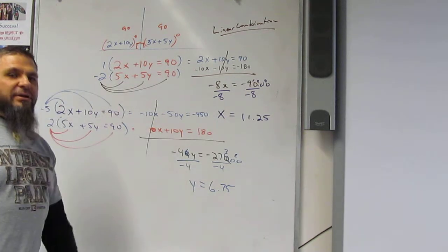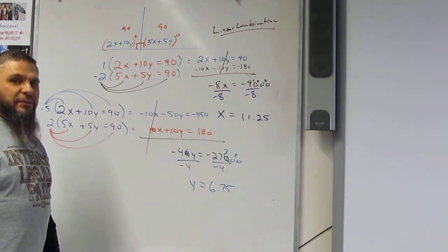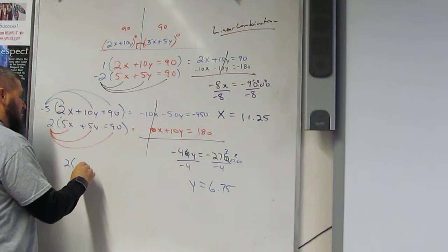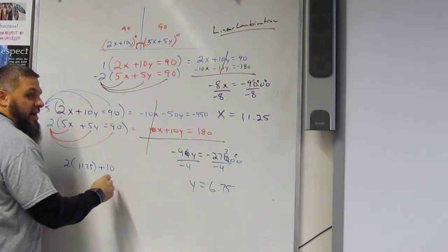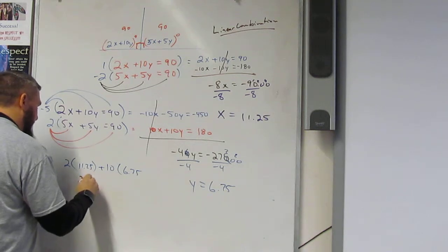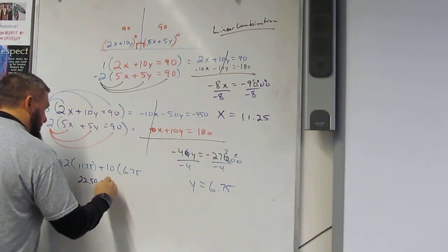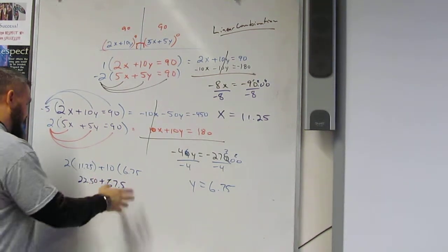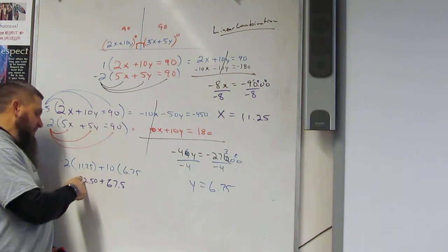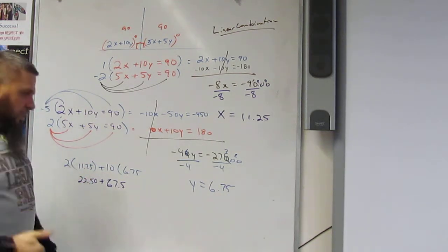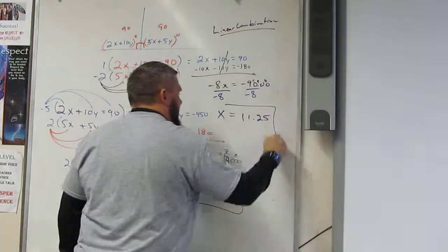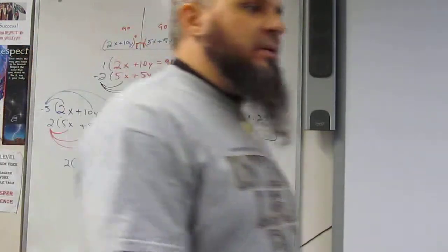But now you got to plug them in and figure it out. Right? Now you got to go, okay, plug it in. So 2 times the x, or 11.25, plus 10 times the y, or 6.75, and we've got 22.50 and 67.50, and so that's 90, right? So we made sure that it works, and it does. They are 90. Okay? So this is what y has to be, and this is what x has to be for them to be perpendicular. Ta-da!